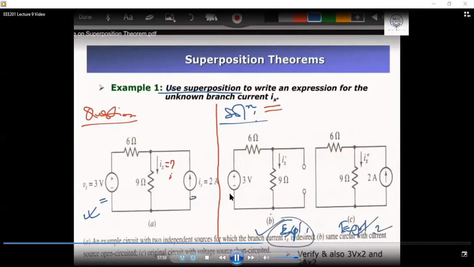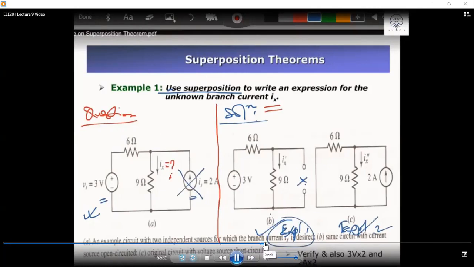Voltage source is active, right? That is the 3 volt voltage source active. The current source is taken off. Because it is a current source, to deactivate it you have to open it, and it is open here, right? It is open. So you understand it? It's very simple for the first experiment.